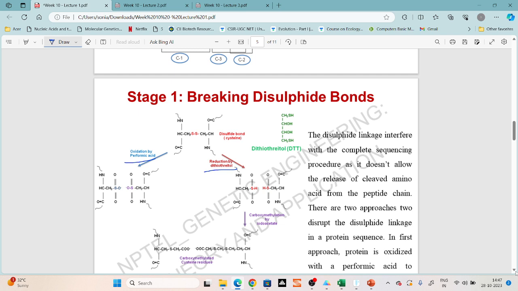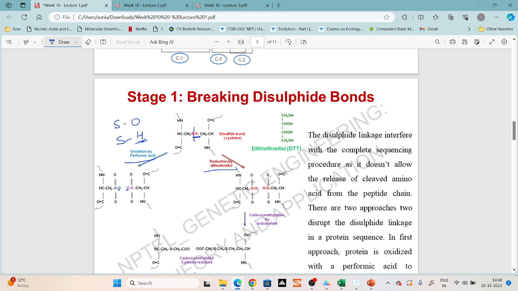So when you are using performic acid, you are actually oxidizing the disulfide bonds. Okay, you can see over here there is SS and you are oxidizing them. So your performic acid is basically oxidizing it, and your disulfide bonds are broken. Here what you are doing is reducing them. So with S either an O can be attached, or a hydrogen can be attached. Either oxygen or hydrogen.